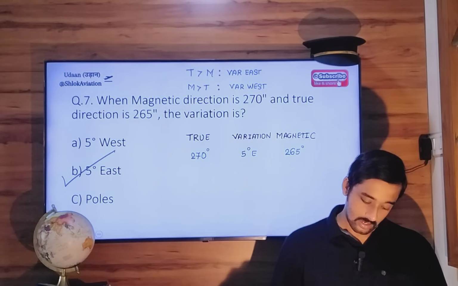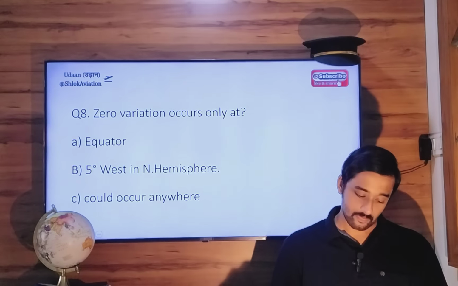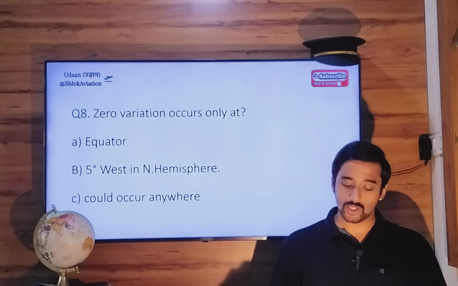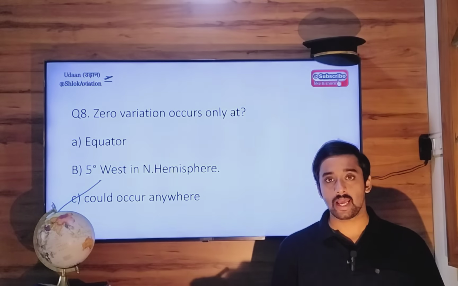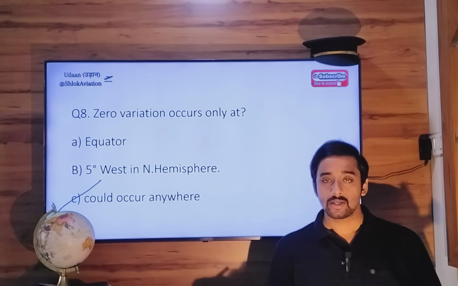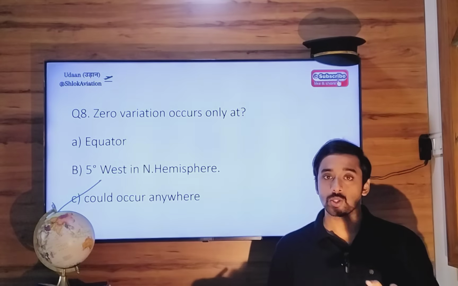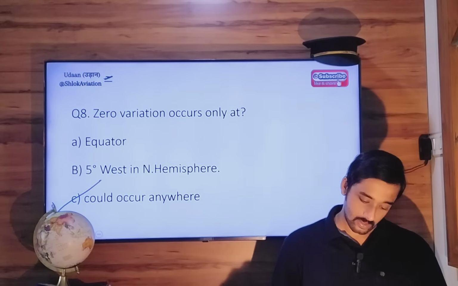Okay. Question number 8. Zero variation occurs only at equator, 5 degree west in northern hemisphere, could occur anywhere. So zero variation occurs anywhere. Okay, zero variation is 0 degree value. So that can happen anywhere on the earth, not necessarily the equator or the poles or in the western hemisphere, nothing like that. It can happen anywhere.